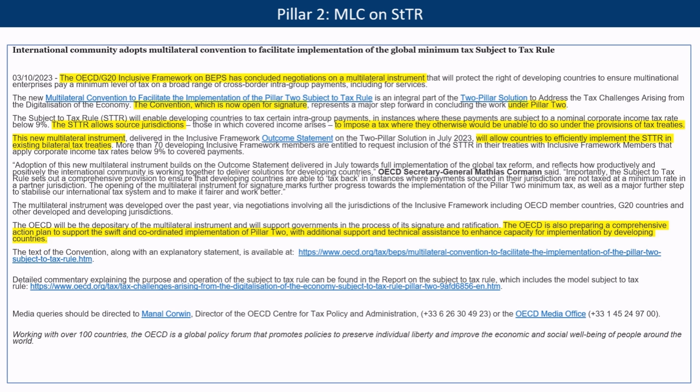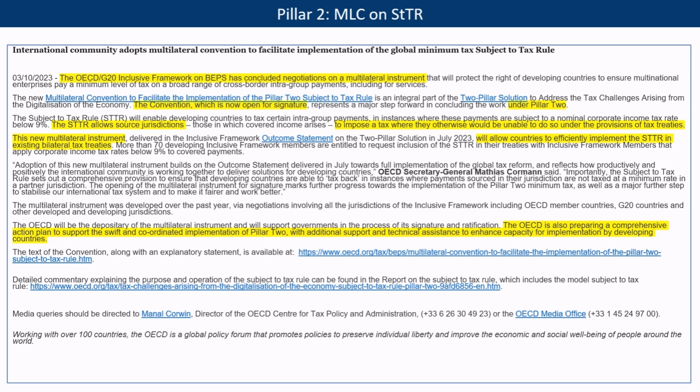And I think what they refer to here is the theoretical discussion on the multilateral instrument under BEPS Action 15, whether that was part of a treaty like a protocol or whether it was on top of a treaty. And then they say the OECD is also preparing a comprehensive action plan to support swift and coordinated implementation of Pillar 2 with additional support and technical assistance to enhance capacity for implementation by developing countries.